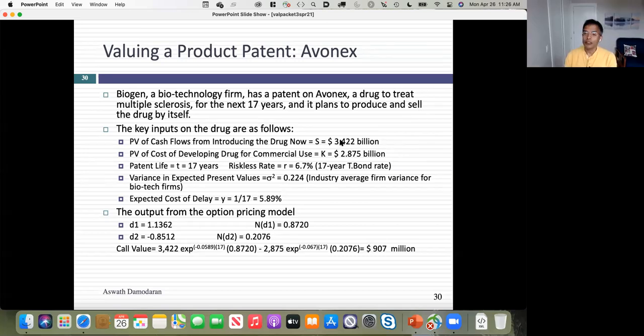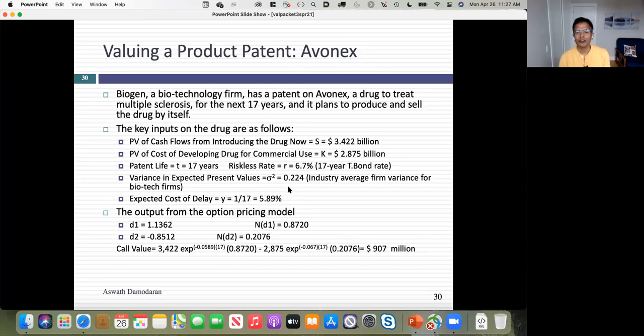So if I develop the project, the present value of the cash flows I will get is $3,422 million. It'll cost me $2,875 million to get the project going. Net present value is just the difference between the two, right? Which is about $547 million. So if this were capital budgeting 101, that's where I'd be done. But remember, I haven't taken the project yet. There are 17 years left on the patent. The riskless rate was 6.7%. And this is a very risky business, a lot of uncertainty.